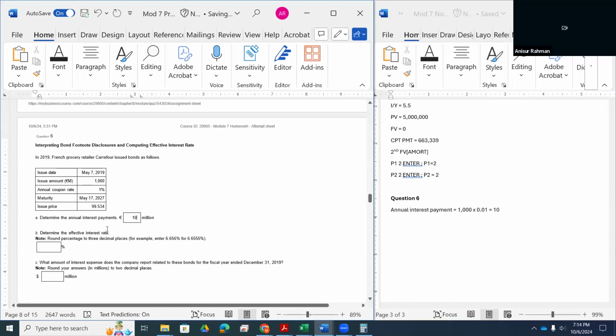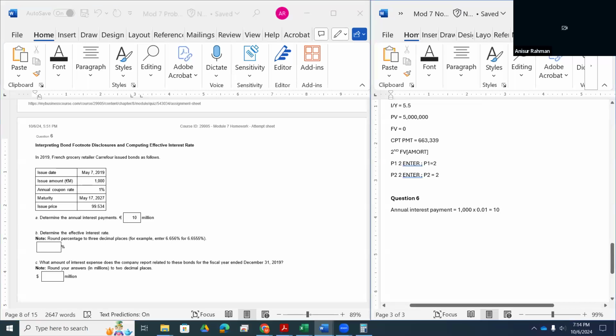Second question, determine the effective interest rate. Round percentage to 3 decimal places. So effective interest rate basically means on the calculator, we have to find I over Y. So first of all, our N is equal to the difference between issue date and maturity, which is 8 years. Because it is an annual bond, we are not dividing by 2. I over Y, we have to find, so I'll skip that.